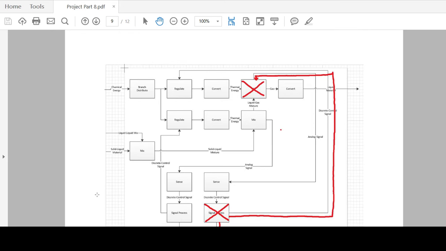Next, I looked at the failure of the signal processing unit that controlled the mixing in the first incinerator. What this essentially does is it means that one of the incinerators doesn't mix properly. But again, the second incinerator can pick up the slack, so the failure is not critical.